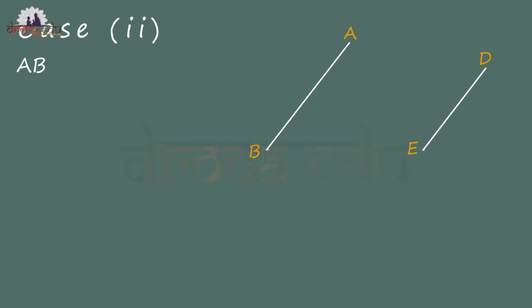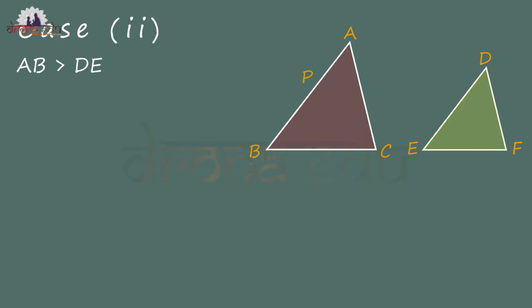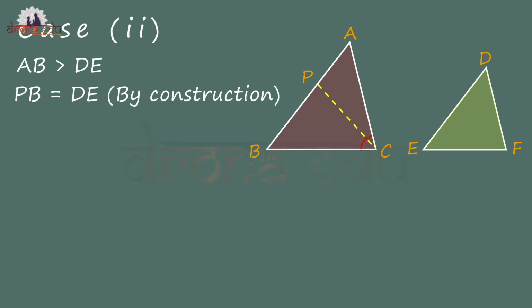that AB is greater than DE? Here AB is greater than DE. So we can take a point P on AB such that PB is equal to DE. Now let us consider the triangle PBC and the triangle DEF.